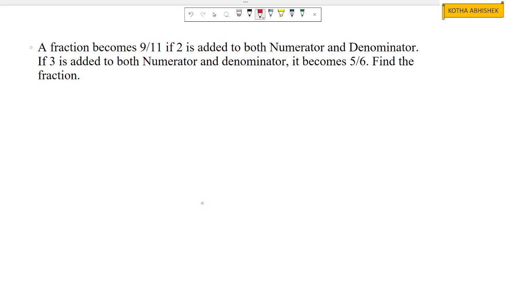Okay, the question is, a fraction becomes 9 by 11 if 2 is added to both numerator and denominator. If 3 is added to both numerator and denominator, it becomes 5 by 6. Then find that fraction. So fraction means numerator and denominator will be there, right? So let the numerator be x and let the denominator be y.